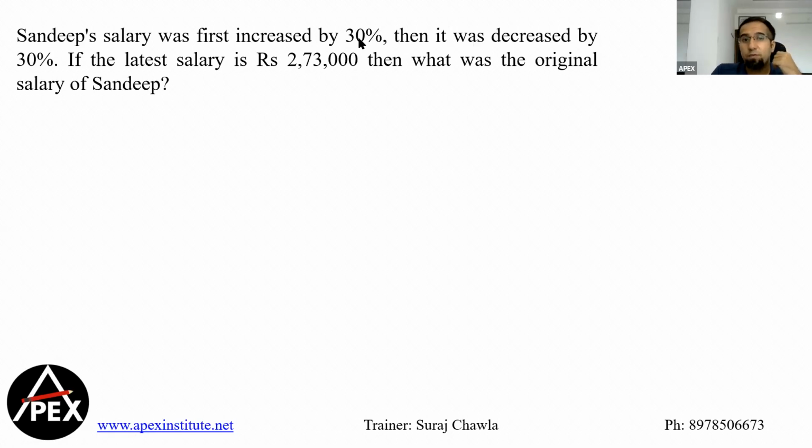Now, Sandeep's salary was first increased by 30% and then decreased by 30%. Clear? So, can I say this is successive percentage change? A change upon change is nothing but a successive percentage change. Any doubts here, guys? If his salary was X, a 30% increase means his salary would have been 130 by 100 of X. Now this salary is decreased by 30%. So this salary now becomes 70 by 100.